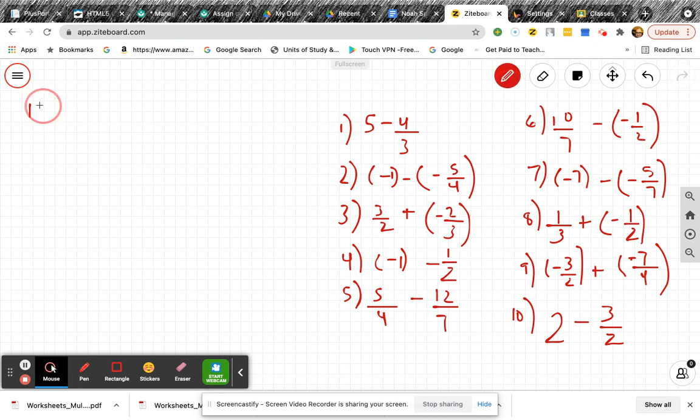5 minus 4 thirds. We have to change 5 into 15 thirds. Then when you subtract 4 thirds, it becomes 11 thirds. And I think I did that one already in class.